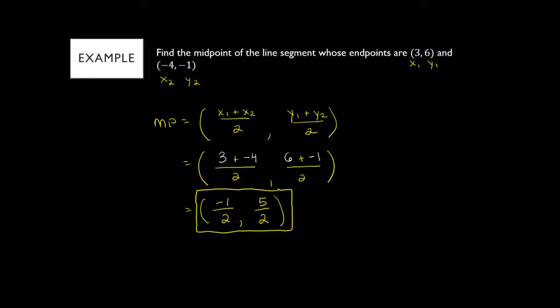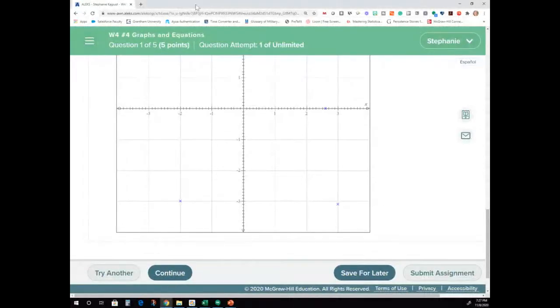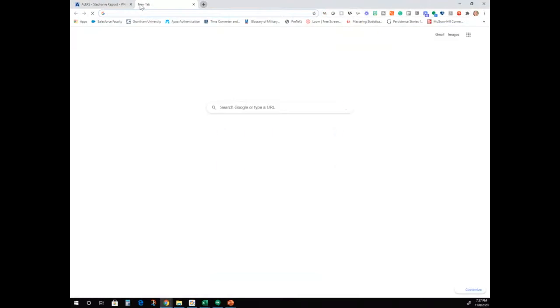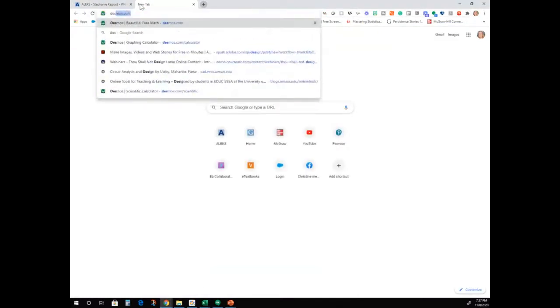Now I'm going to actually open up Desmos so I can graph these for you so you can see a visual.